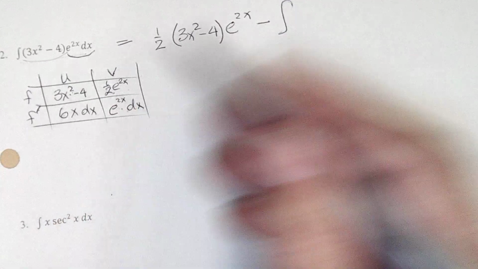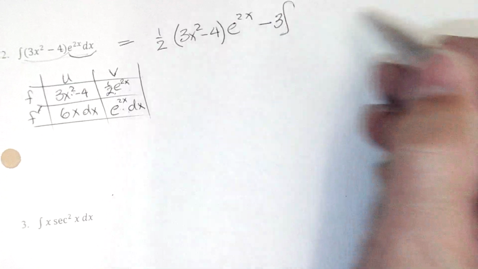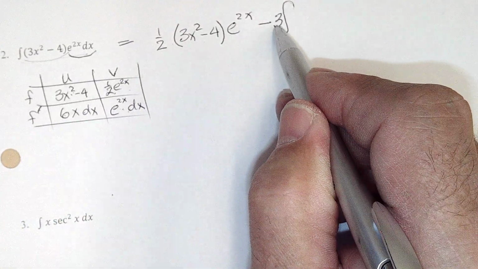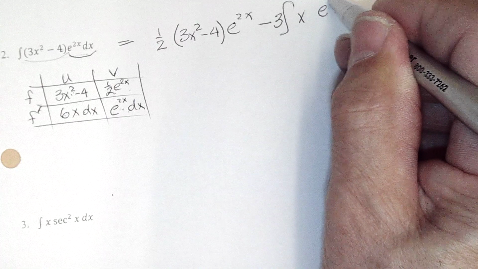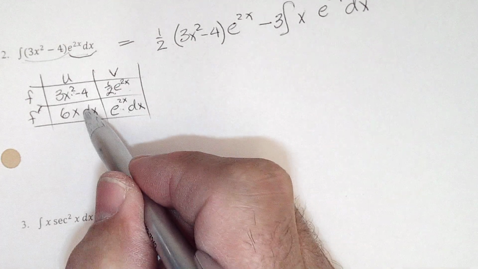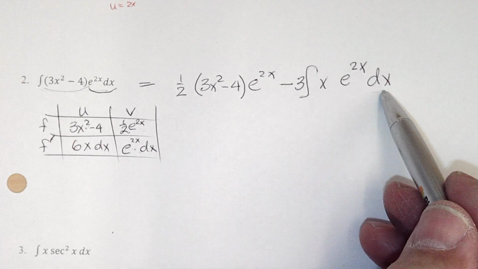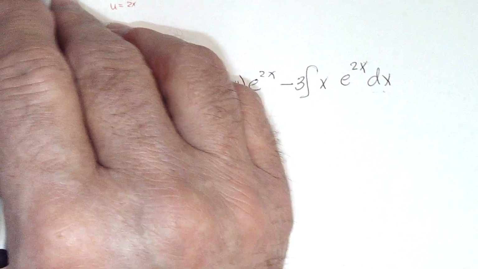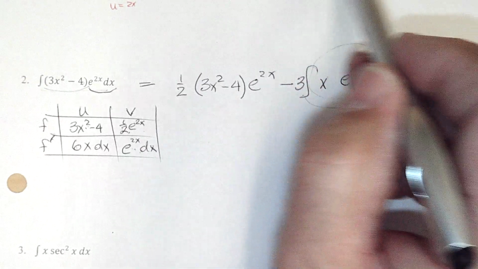So 1/2 times 6 is 3, and I'm going to pull that out right away. The constant I can pull out, and I'm going to have x e to the 2x dx. That's what these two multiplied are. And now to do this one, I'm going to have to do integration by parts again because I got x e to the 2x. Oh, we already did that one. We have that answer right here.